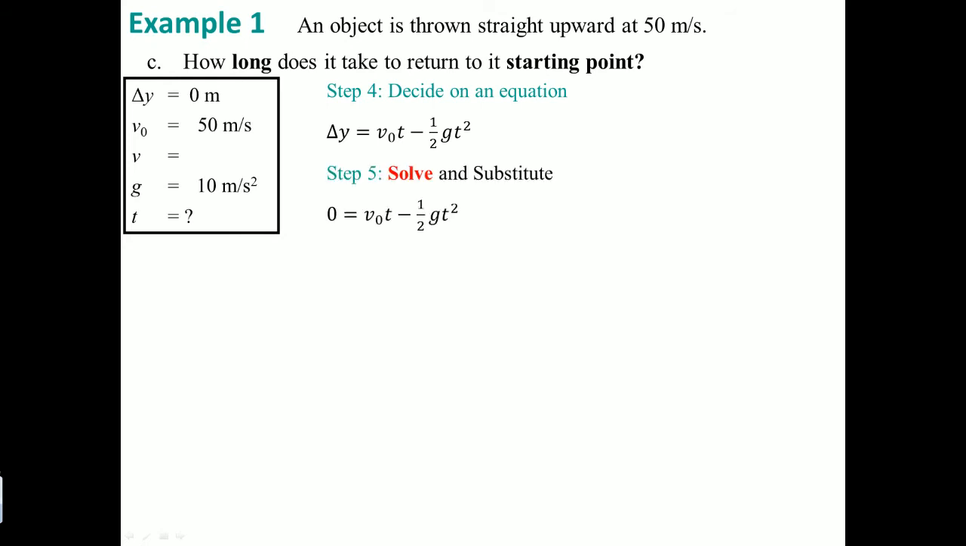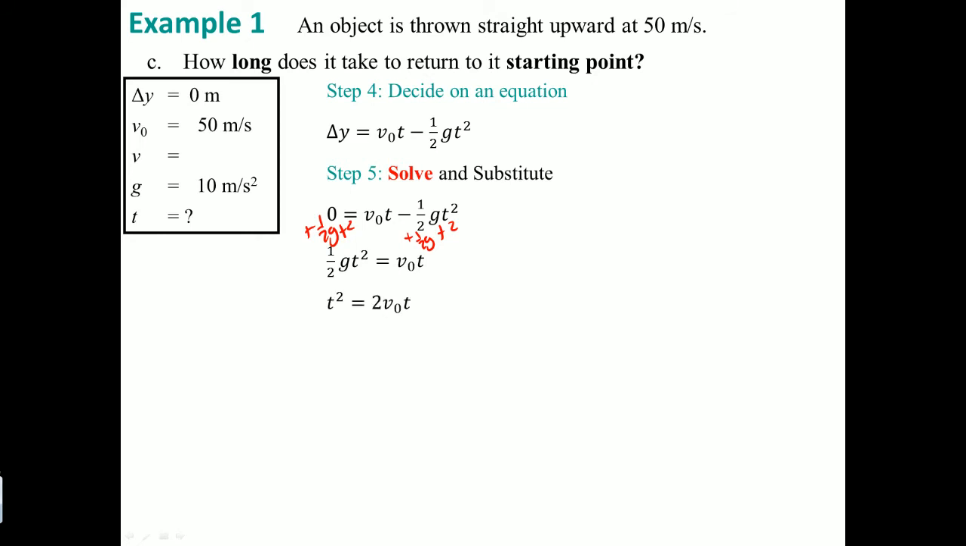So I plug in 0 for delta y and so on. The reason why I could do this is because I'm now going to solve for the linear equation. So I first add 1/2 gt squared to both sides. In that process, it simplifies here. The reason why is because I'm trying to get one of the t's to cancel out.